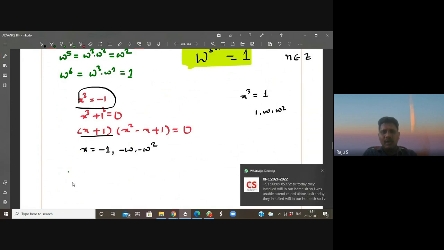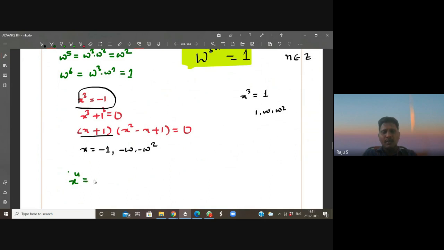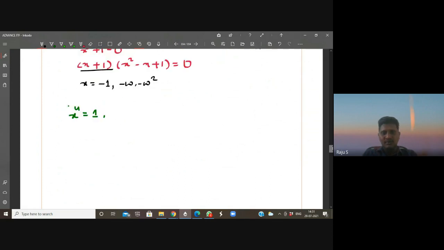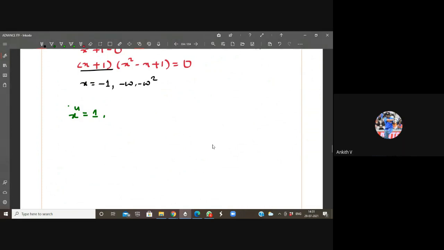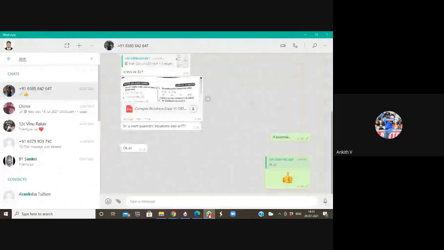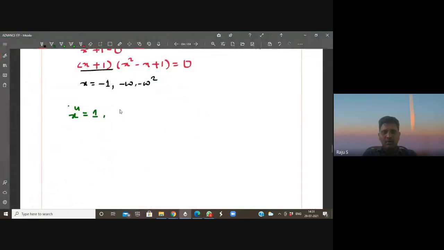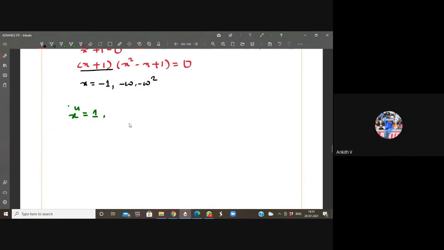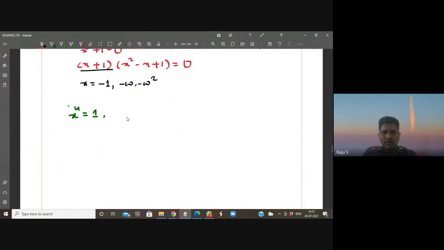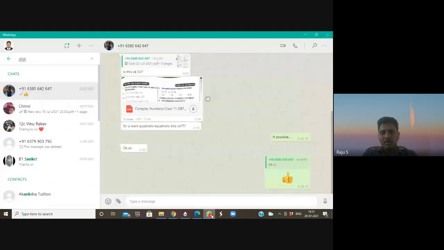In the same way, they may take x power 4 is equal to 1. What are the roots, students? X power 4 is equal to 1, the fourth root of unity. What are the roots? Can anyone say that? Here x has 4 roots. Are you sure? Remaining students also, just tell me.